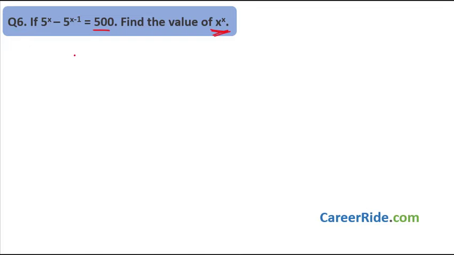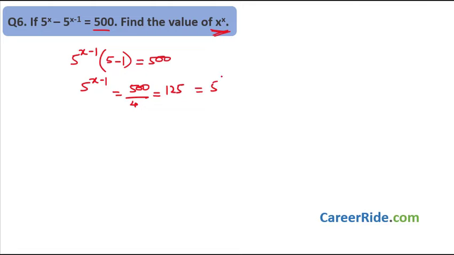So what I'll do here is I'll just take 5 to the power x minus 1 out. Okay, and what am I left with? I'm left with 5 minus 1 here. Okay, and what is it? It is equal to 500, right? So what does this give me? 5 to the power x minus 1 is equal to 500 divided by 4, which is nothing but 125, right? And I know that 125 is equal to 5 cube, which means x minus 1 is equal to 3 and x is equal to 4.